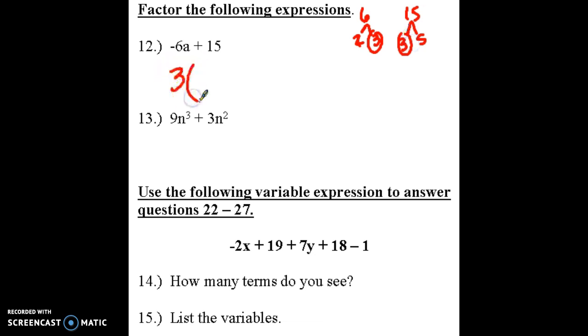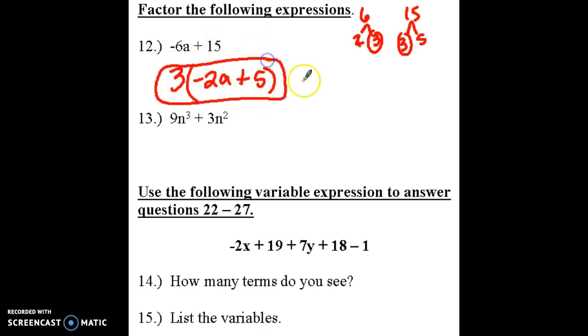We're doing the opposite of the distributive property. So I'm going to divide negative 6 by 3 is negative 2. Keep your variable. 15 divided by 3 is 5. So my answer is 3 times negative 2a plus 5. You're doing the opposite of the distributive property.